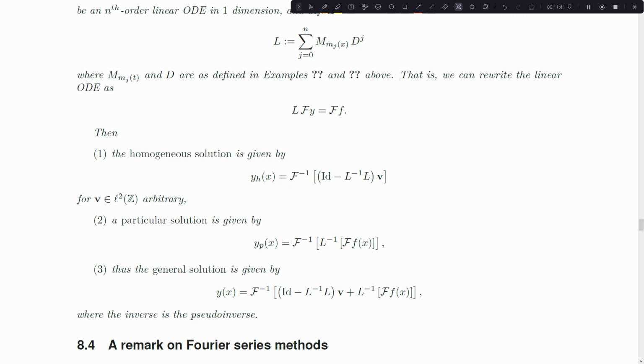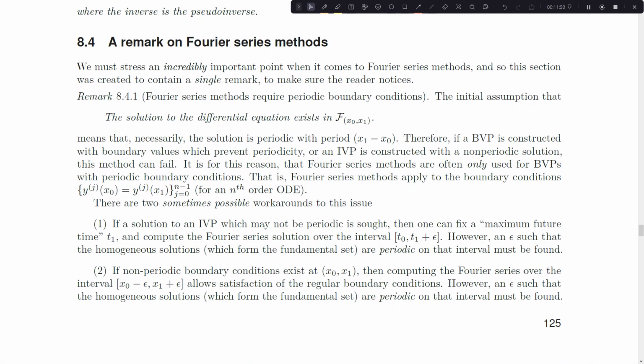In particular, there's nothing special about this section compared to when we get to applications of this, or actually approximating solutions with this method. Section 8.4 is just a remark, right? So I'm remarking on what it means to actually have solutions with this method.